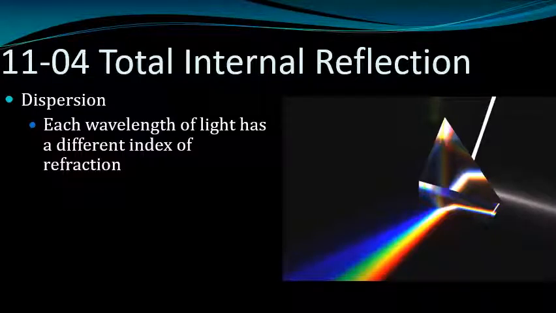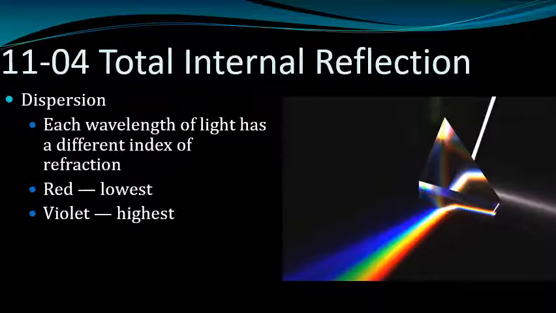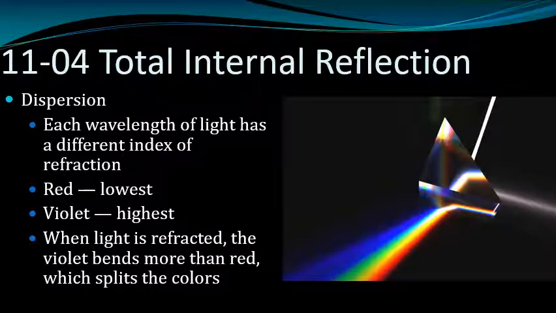Dispersion is what happens if we shine more than one color. Each wavelength of light has a different index of refraction. It's close, but slightly different. The red is the lowest index of refraction, and the violet is the highest index of refraction. When the light is refracted, the violet bends more than red, and then that splits the colors.